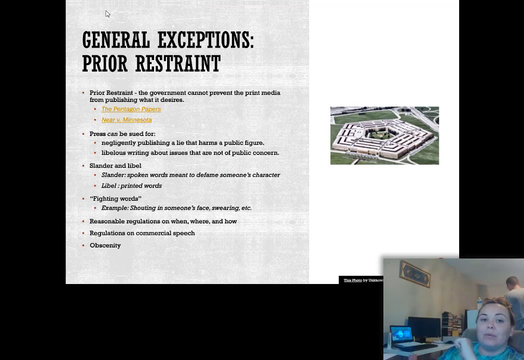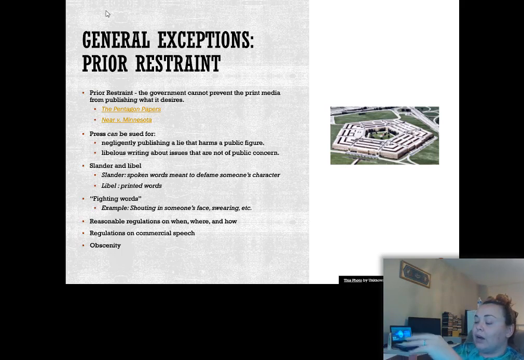Here is another example of one opportunity for the government to regulate speech. It's called prior restraint. It's extremely difficult to use, but it is the prevention of material from being published prior to its exposure. The government cannot prevent print media from publishing what it desires with certain exceptions. For example, if it is an issue of national security.